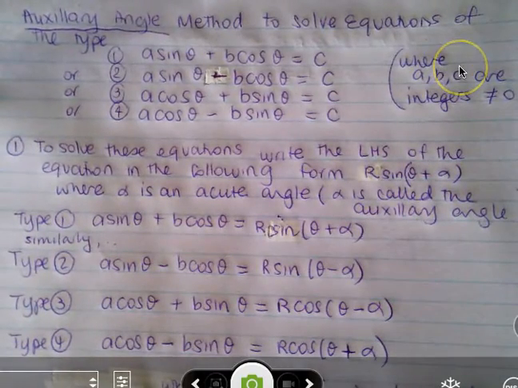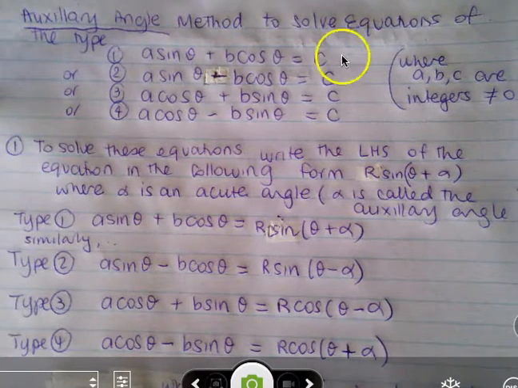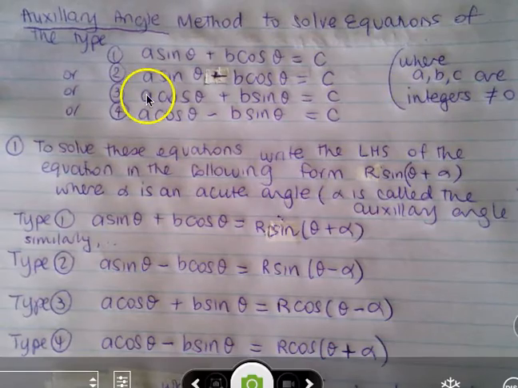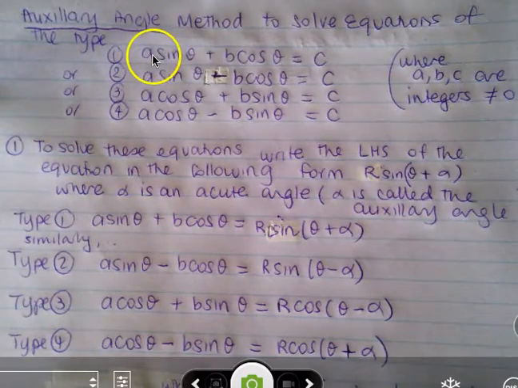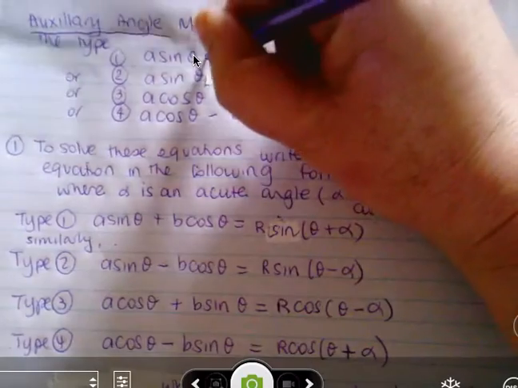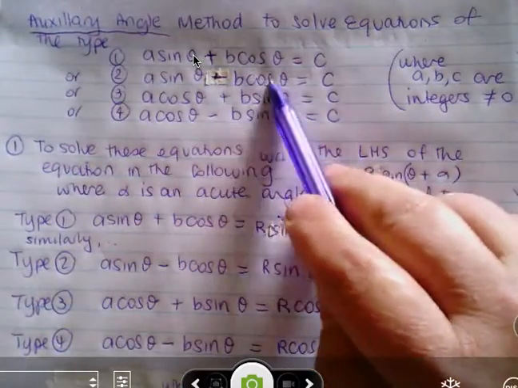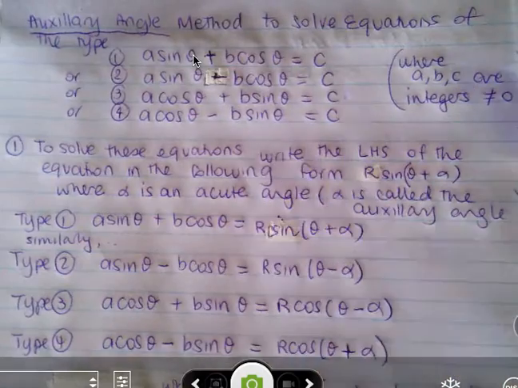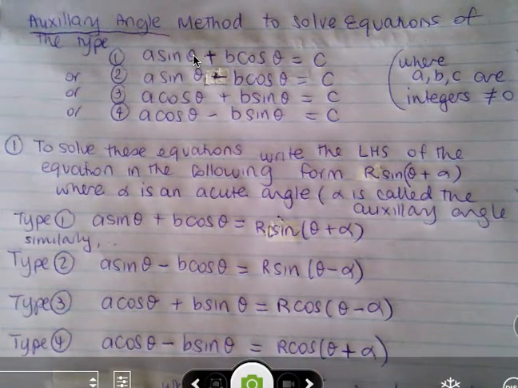So auxiliary angle means other angle. That's what auxiliary means, other angle. The other thing is that a, b or c can't be zero to be able to use this method. Sometimes sine can be first with a plus cos, or sine minus cos equals a constant, or you can have cos first plus sine. But of course, cos plus sine is the same as sine plus cos.